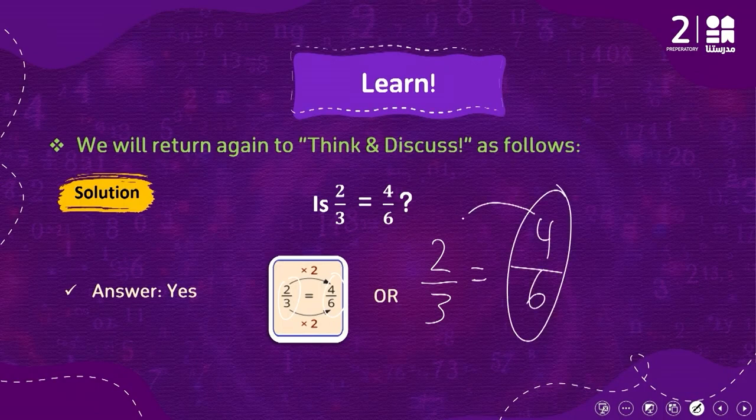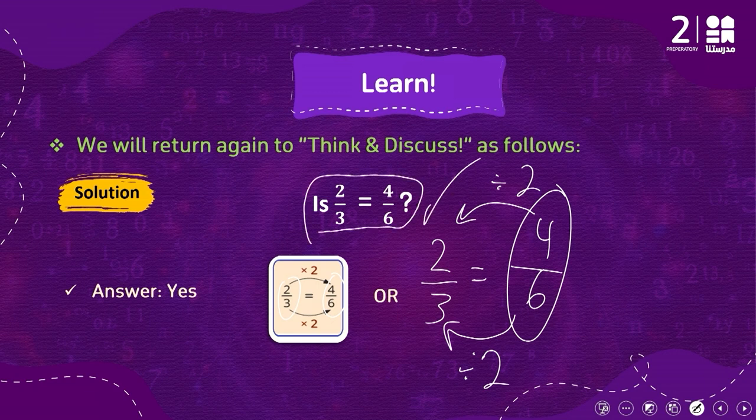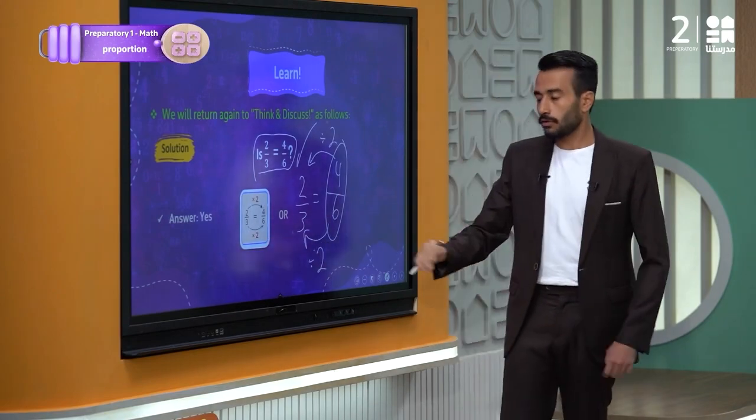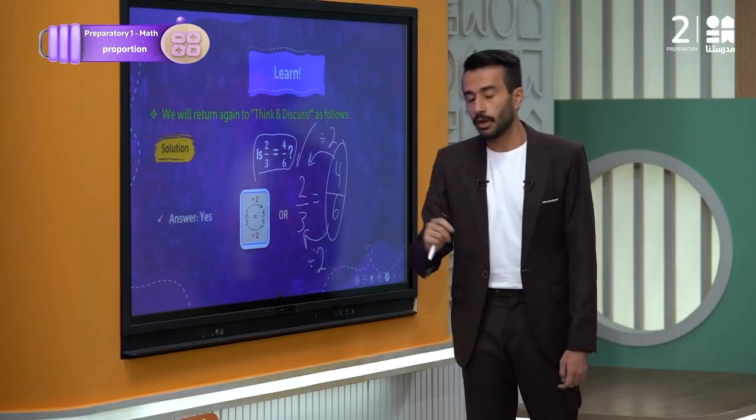How? Let's go back. You can divide both numbers by 2. If you divide 4 by 2, it will be 2. If you divide 6 by 2, it will be 3. So is 2 over 3 equal to 4 over 6? Yes, right. We can use just this method or this way, just one of them, and both of them are right.